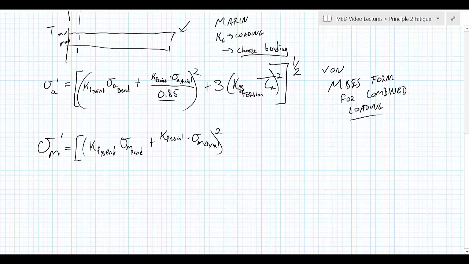The reason is, again, for static loading, we don't have any fatigue contribution. So for the static loading, we're not going to include the Marin factors because they don't play any part in comparing the mean stress to the ultimate strength. We compare the amplitude strength to the endurance strength, and the endurance strength is where we used that 0.85 Marin factor. Hopefully that's clear enough. And then we'll have that same Kfs applied to the mean shear stress, but the 3 squared. And all of that, again, to the 1/2. So those are the von Mises forms.